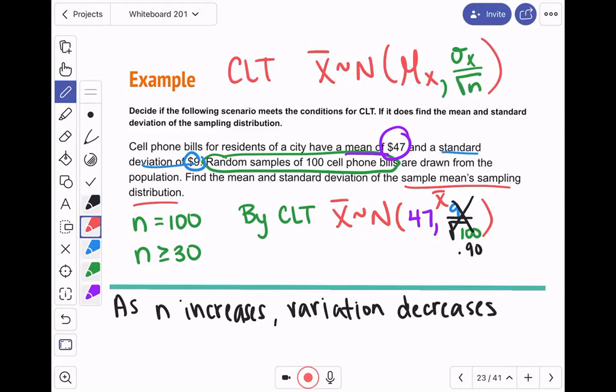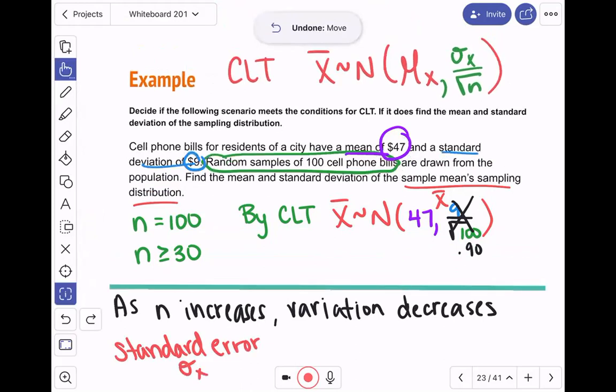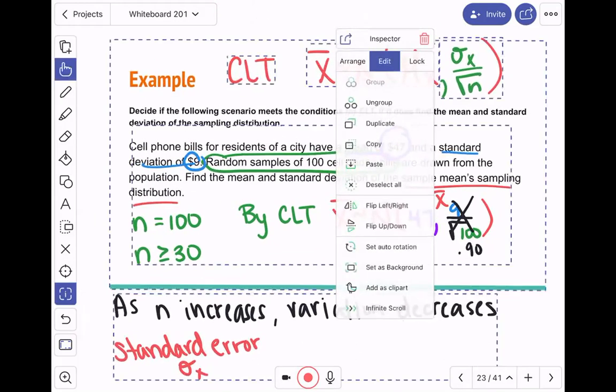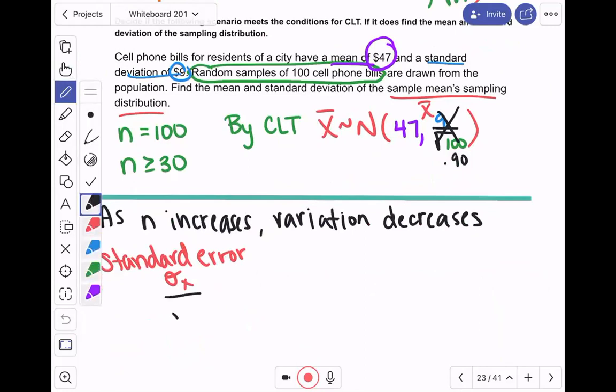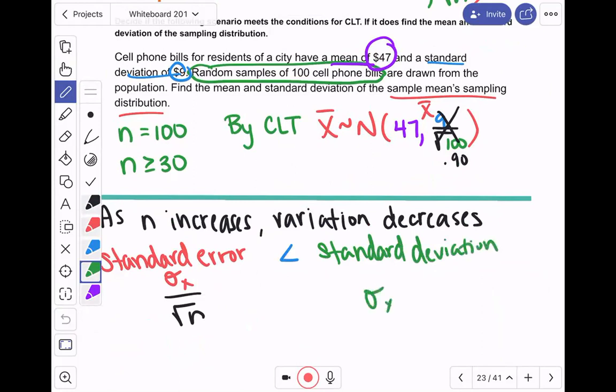So the standard deviation, the standard error, which is sigma x divided by the square root of n, should always be less than the population standard deviation, which is just sigma x. This value should always be less than, because you're looking at a sample versus you're looking at only one thing over here. All right.